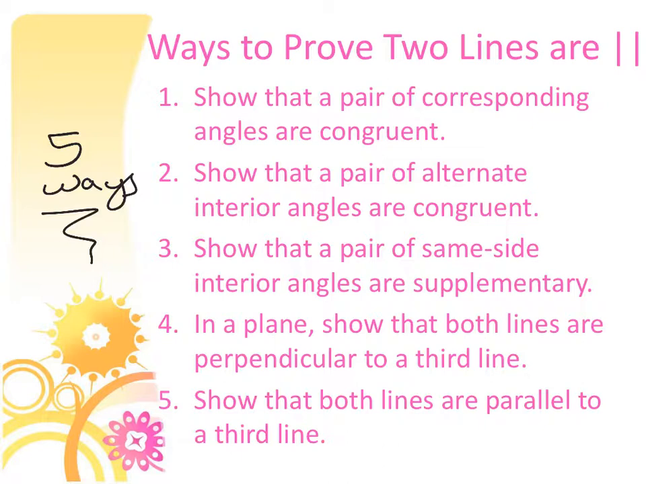These will be the 5 ways that you're going to be doing in your proofs to prove that lines are parallel. Again, same side interior, you could also call it the consecutive interior. Do you have to do all 5? No, you pick one. So you'll be choosing one based on your given and build your proof from there.